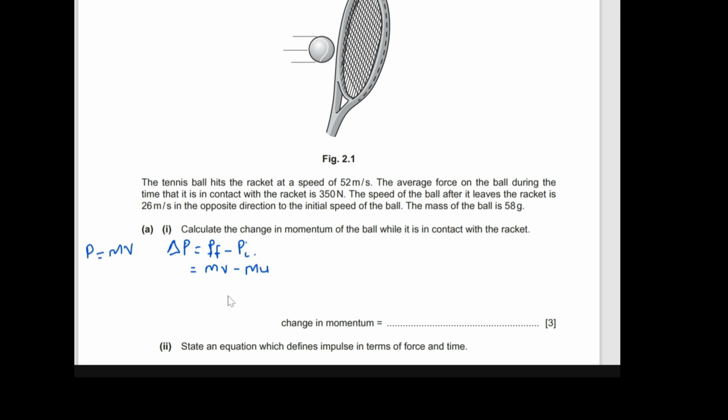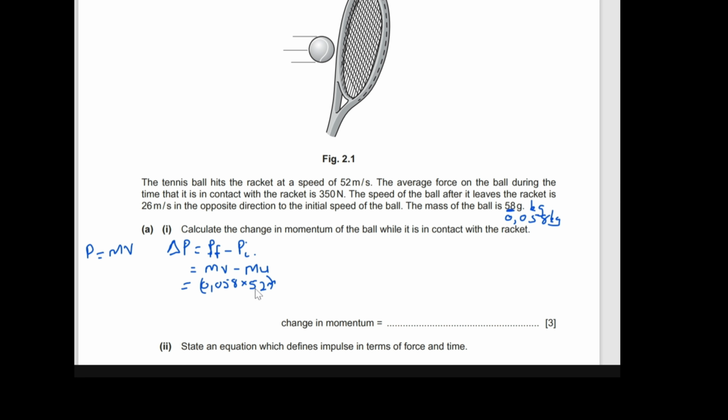I'm using u there. Now, substituting the values that I have here, mass is constant because the mass is not changing. It remained as 58 grams, but it is very important to know that it is in grams. So I must change this 58 grams to kgs, and I'll get 0.058 kgs. Now substituting into this equation, I now have 0.058 multiplied by the final velocity, which is 52 meters per second.